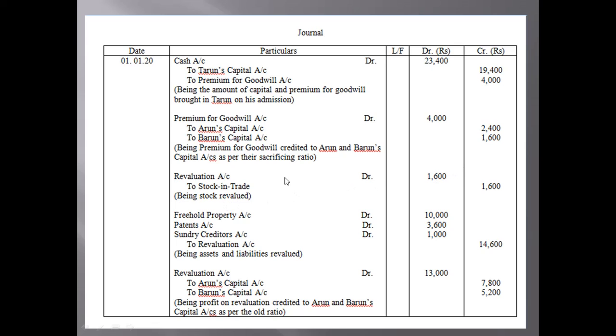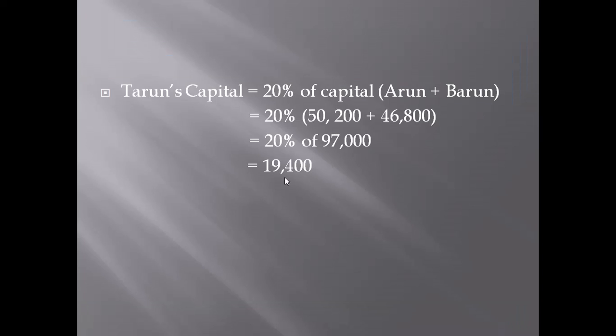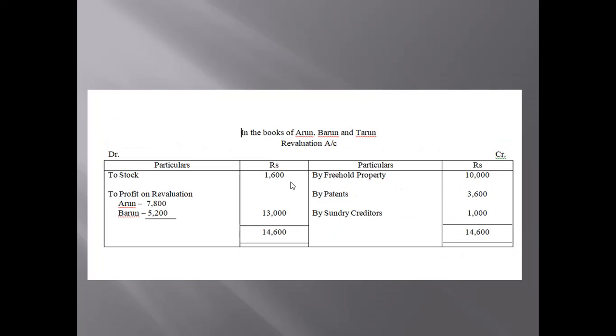Write the same amount that is given in the revaluation account. Now look at the revaluation account one more time. See, the revaluation account is now credited here. How much? By what items? By these items: freehold property, patent, sundry creditors, by 14,600. Revaluation account is credited by 14,600. So the entry will be freehold property debit, patents debit, sundry creditors debit to revaluation account.